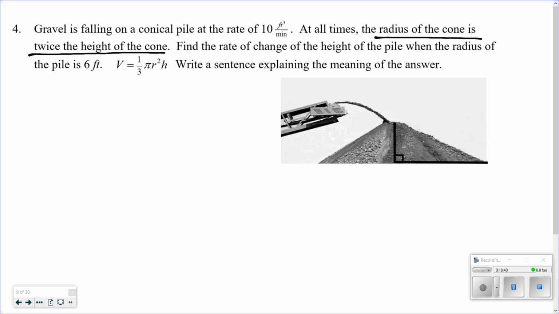And it tells us the volume equals, this is the formula for the volume of a cone right there. And write a sentence explaining the answer. So here's my formula. It gives us a formula on this one, right? Volume of a cone.